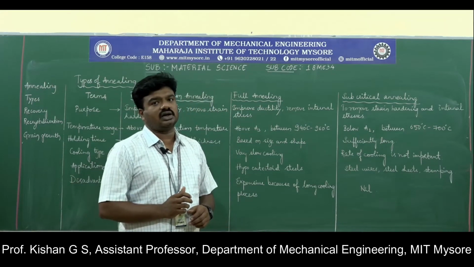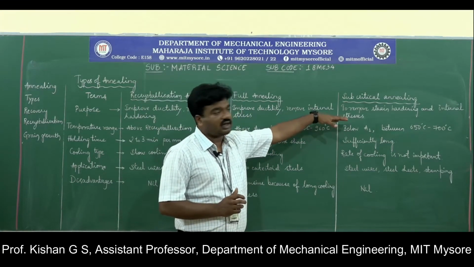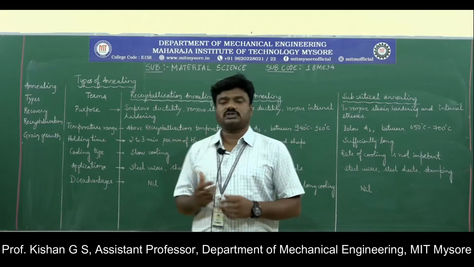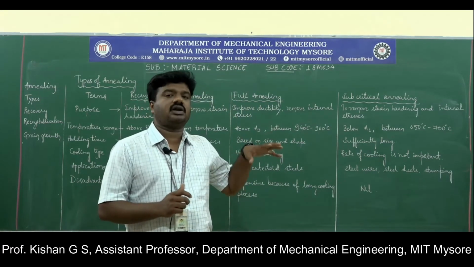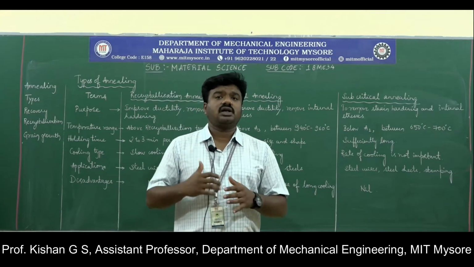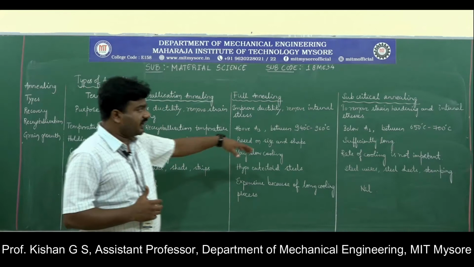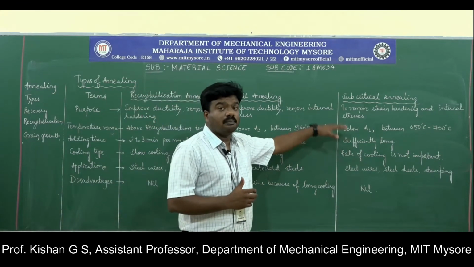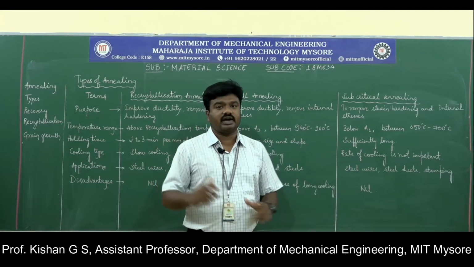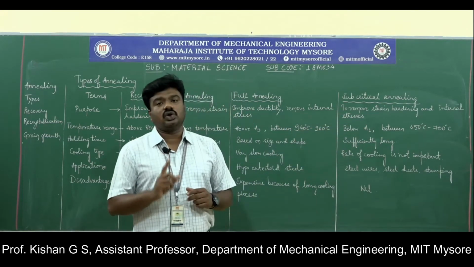Subcritical annealing is a process considered for removing the strain hardening and for removing the internal stresses as well. So the purpose is the same for these types of annealing; subcritical annealing also removes strain hardening and internal stresses, but the method is different. It is not like full annealing or recrystallization. Here the temperature you consider is, note, below the lower critical temperature. In the earlier types it is above the upper critical temperature, whereas in subcritical annealing it is below A1, where A1 represents the lower critical temperature.